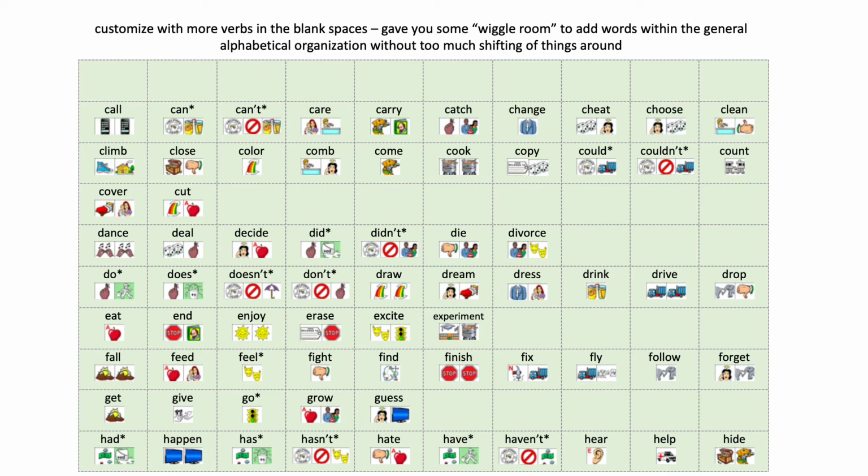Page 3 continues with verbs from C to halfway through H. I've added some spaces that are blank, and maintain some of those blank spaces. Let's think of that as wiggle room so that you can add some more words within the general organization without having to shift too much stuff around or without totally disrupting the alphabetical order.